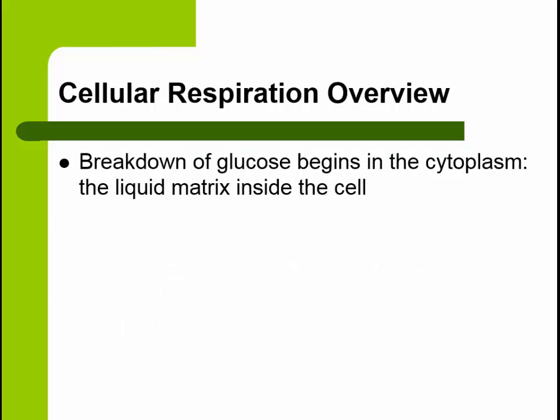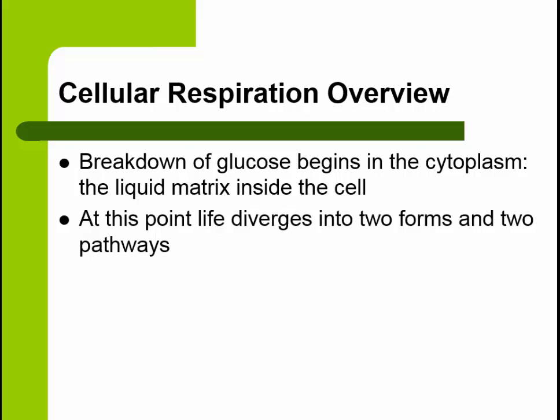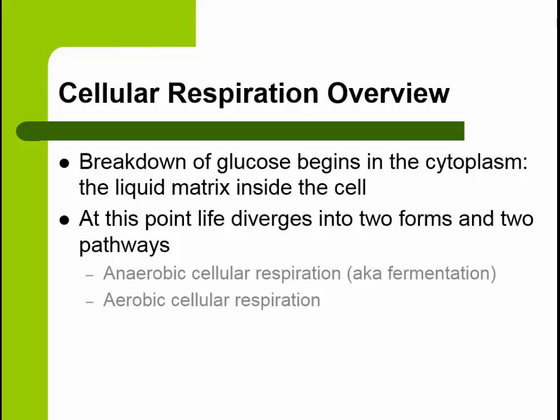So if we break down the glucose, it starts inside the cytoplasm. So you have like the lysosomes and stuff like that starting to break this down. At this point, life diverges into two forms and into two different pathways. So we have our anaerobic cellular respiration, so that's like fermentation, so without oxygen, or we have our aerobic cellular respiration, so it's with oxygen.